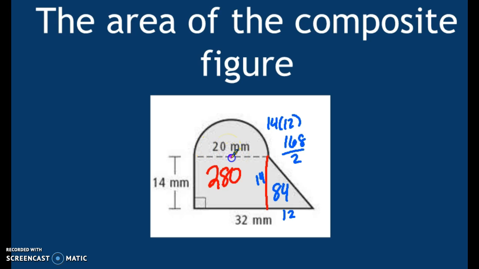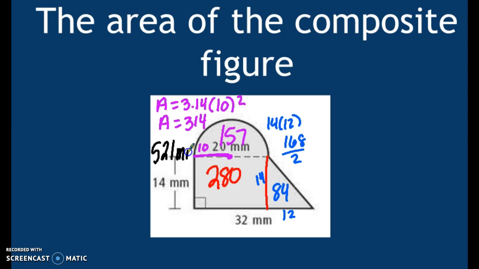And then I have a semicircle with a diameter of 20. So I'm going to take half of that for my radius. So my radius is 10. Area equals 3.14 times the radius squared. 3.14 times 10 squared is 314. 314 is the area of a circle with a diameter of 20, or a radius of 10. I only have half of a circle, so I'm going to divide that by 2 and get 157. And when I add them all together, 157 plus 84 plus 280 is 521 millimeters squared.